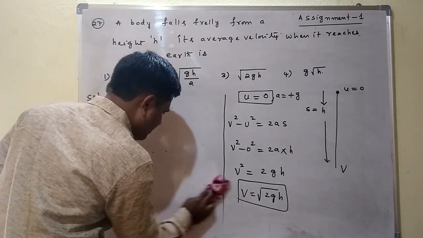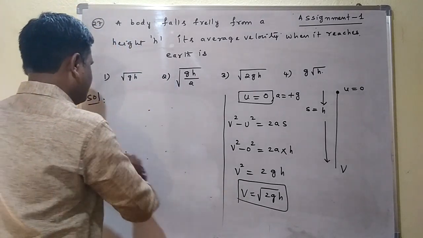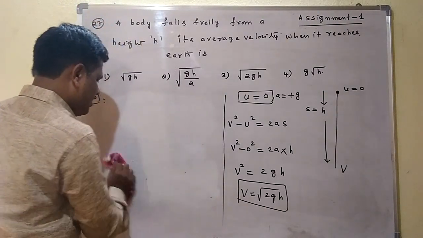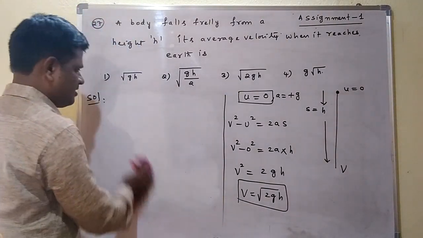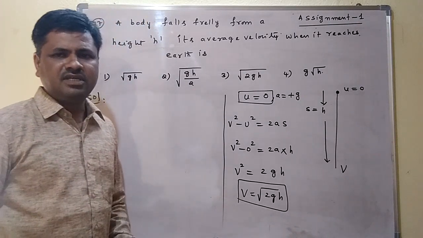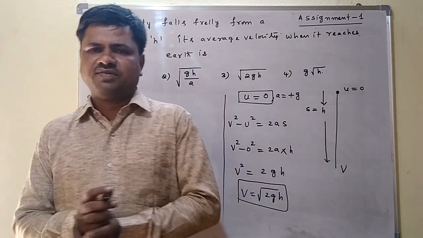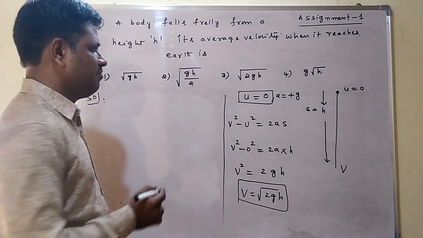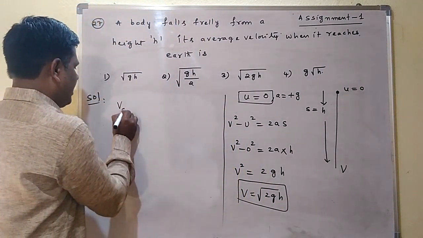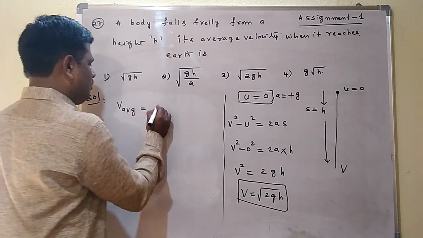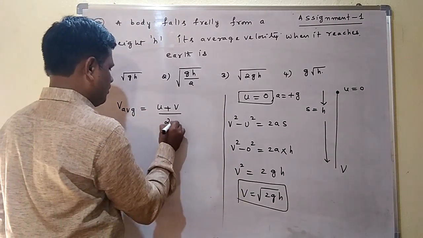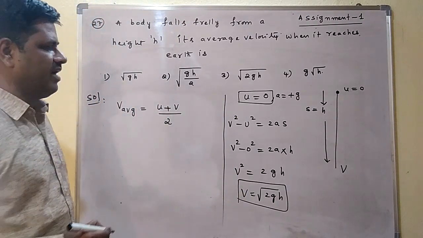How to find the average velocity here? The average velocity formula we know is initial velocity plus final velocity by 2. Average means the sum of the physical quantities divided by the total number of quantities. So V average is equal to (U plus V) by 2, where U is the initial velocity and V is the final velocity.